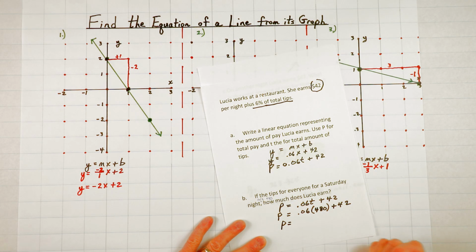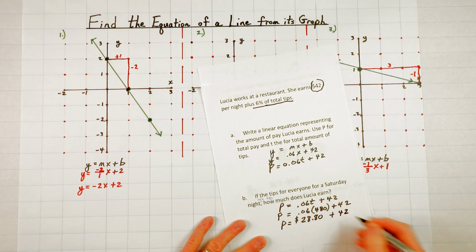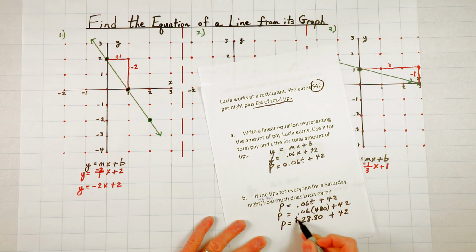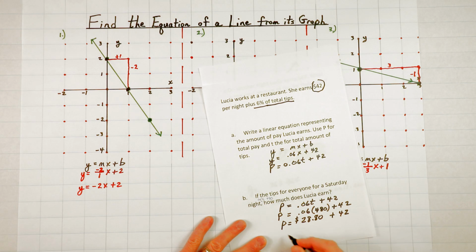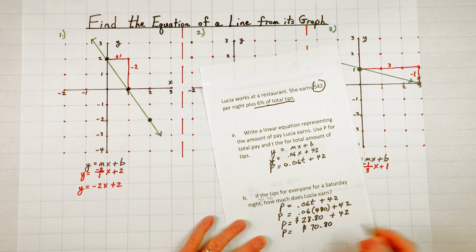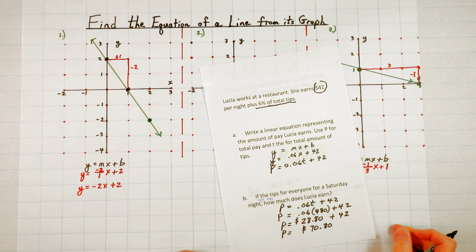So P equals, I worked this out before, just to make sure I'd have it right. So this works out to $28.80 in tips, because she gets 6% of the total tips, plus 42. And remember, this is always the same, this amount, and the amount of the tips varies according to the total of the tips during the night. And then if we add those together, we get a total of $70.80 for Lucia on that particular night.